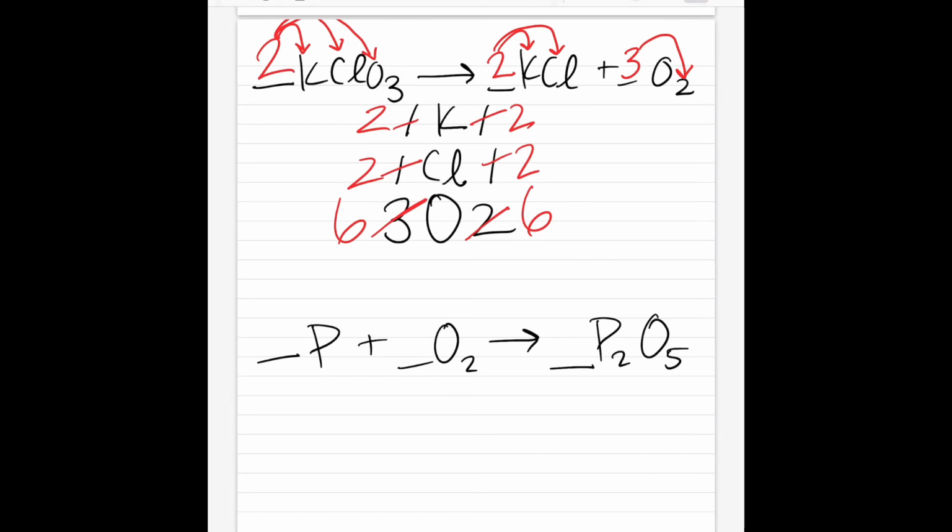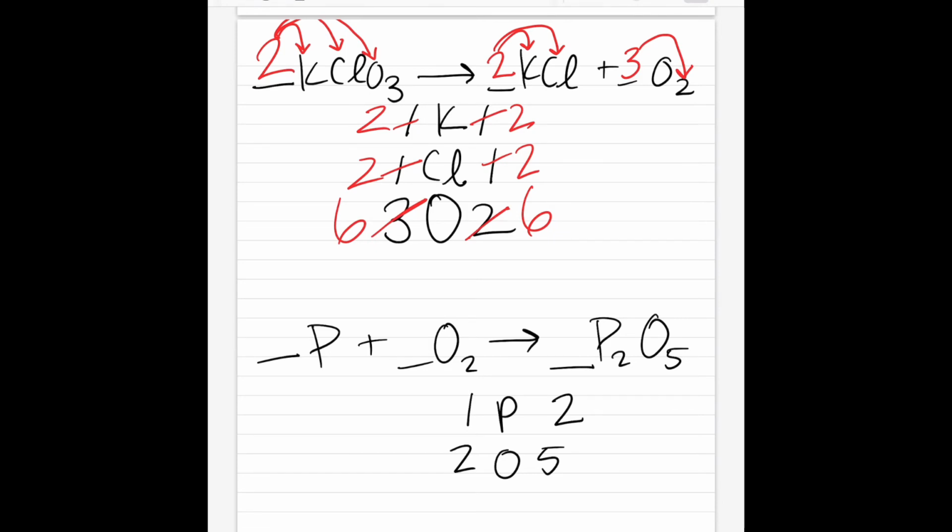Okay, so step 1, we wrote it down. Step 2, write every element you see down underneath the yield symbol. I've got potassium, not potassium, phosphorus, and oxygen. So I'm going to do 1 and 2. So 1 phosphorus on the left, 2 on the right. Oxygen, 2 and 5. So let's leave oxygen last.